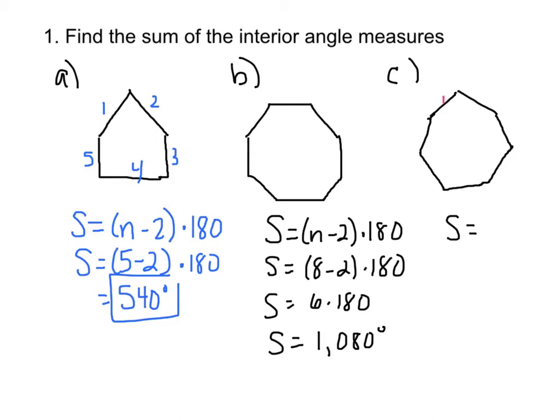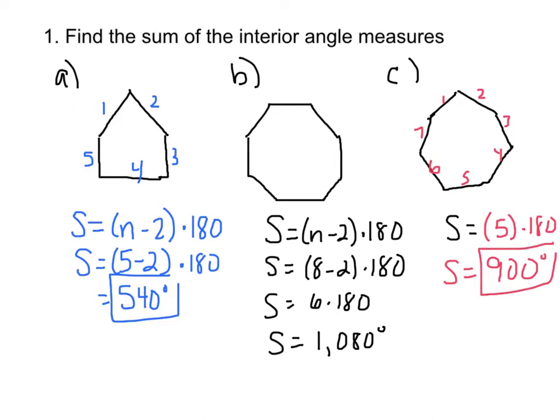And lastly, this one has 1, 2, 3, 4, 5, 6, 7. So we would take 7 minus 2, which is 5, times 180. And that would give me 900 degrees. So that's the first part of your homework.